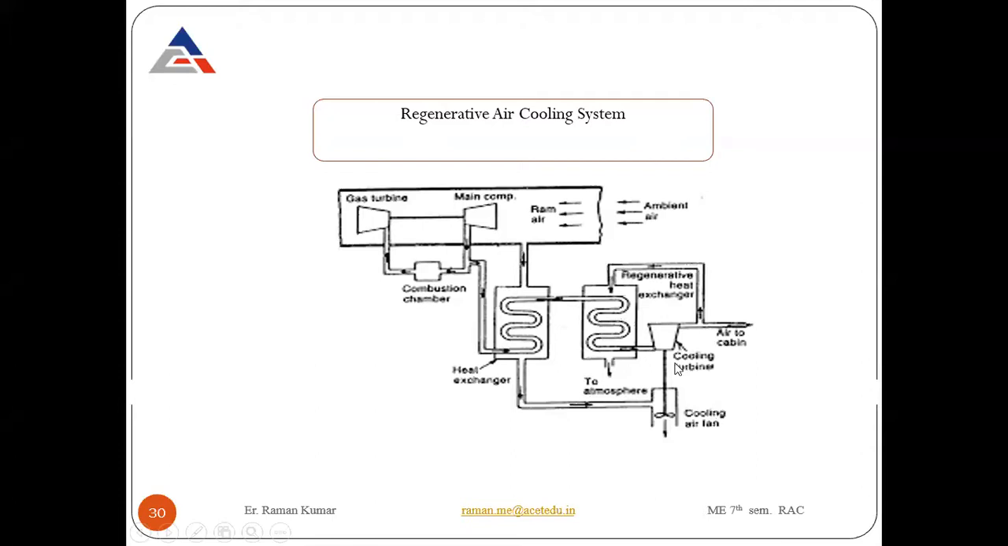This cooling turbine again runs this cooling air fan, which helps to blow the ramming air flow over the pipe of this first heat exchanger. Okay, so this is all about this regenerative type air cooling system. So everybody draw this figure. Hurry up.